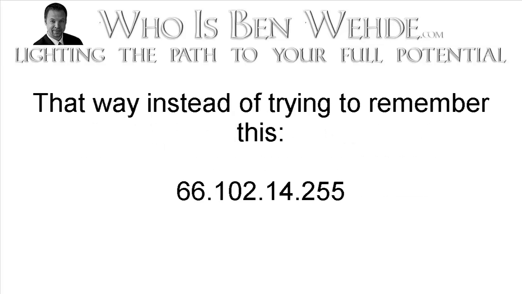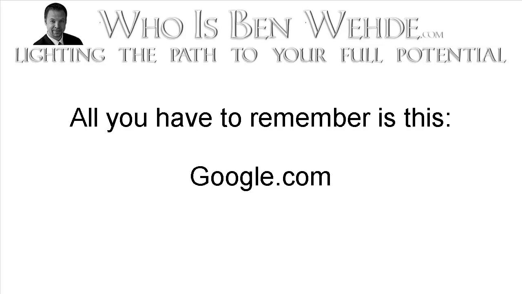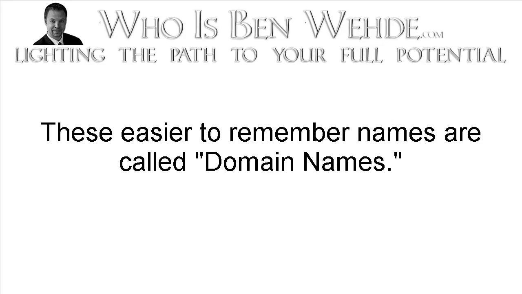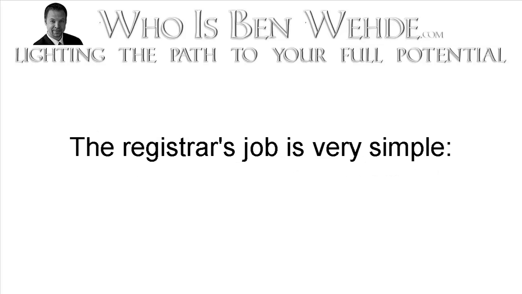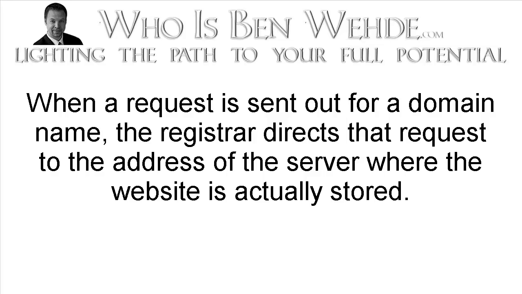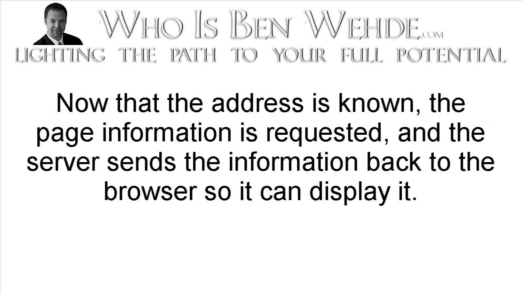That way, instead of trying to remember this, 66.102.14.255, all you have to remember is this: Google.com. These easier to remember names are called domain names. Domain names are set up with companies called registrars. The registrar's job is very simple. When a request is sent out for a domain name, the registrar directs that request to the address of the server where their website is actually stored. Now that the address is known, the page information is requested and the server sends the information back to the browser so it can display it.